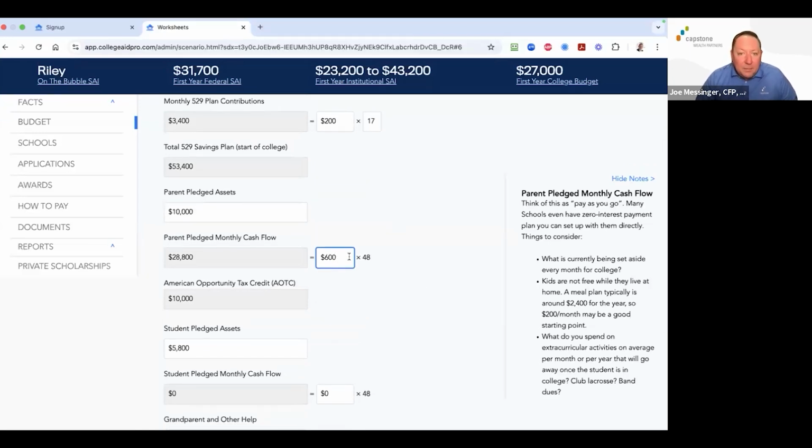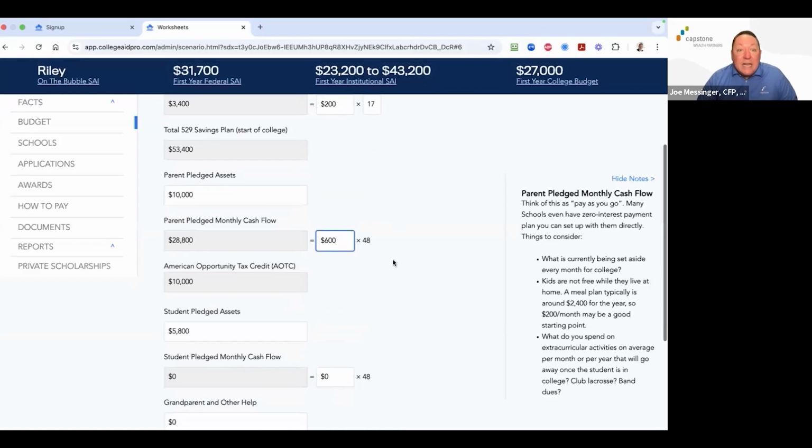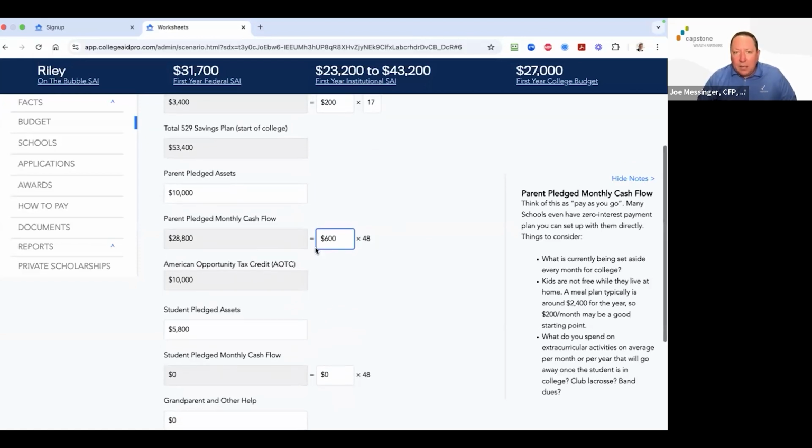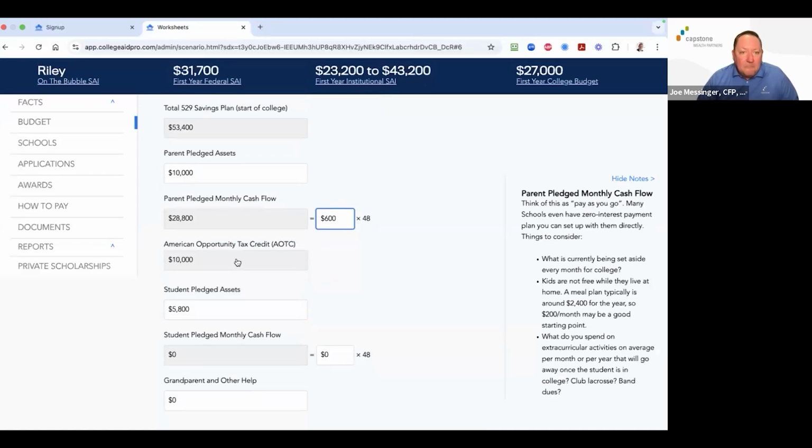And I've seen this number get up to $6,000, $8,000, $9,000 a month, that we feel pretty comfortable saying, yeah, we could commit that for college if we needed to. So just going through that exercise can be a really helpful number in the college planning process. So being aware of that is important.